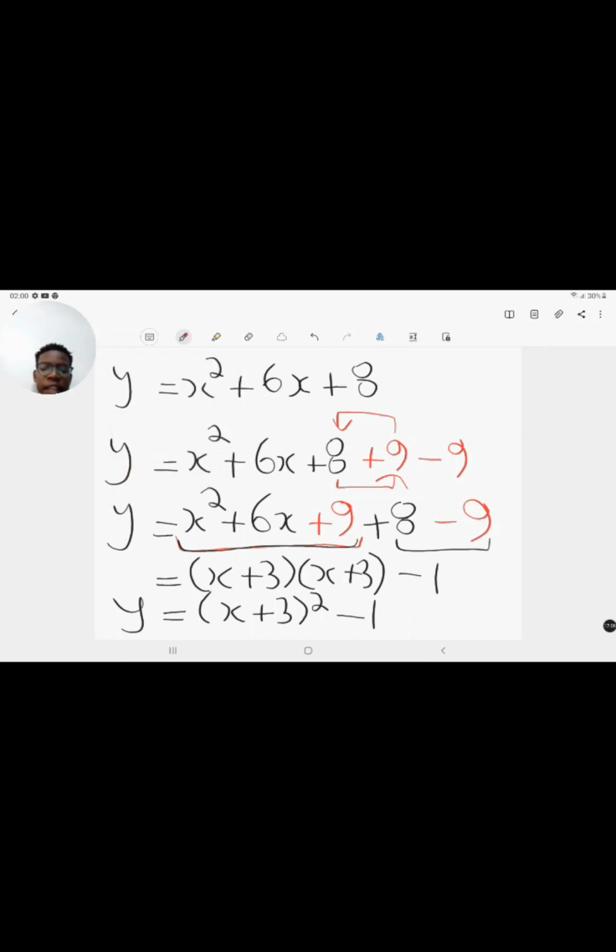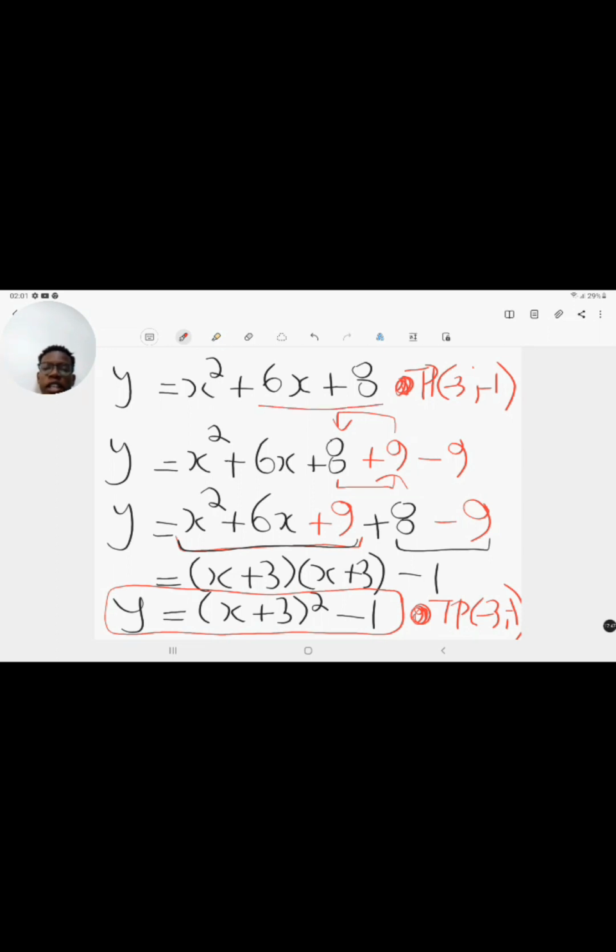You will notice that this is the standard form, the main focus of this video. We've officially converted one standard form to the second standard form. And now you can immediately see that the turning point of this equation is minus 3 and minus 1. Because it's the same equation, it's identical, the turning point is minus 3 and minus 1.